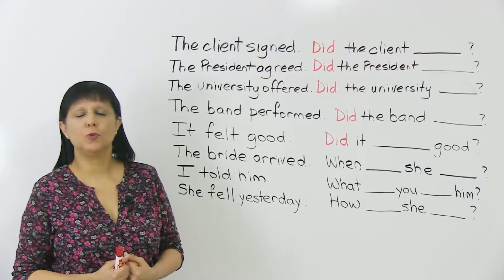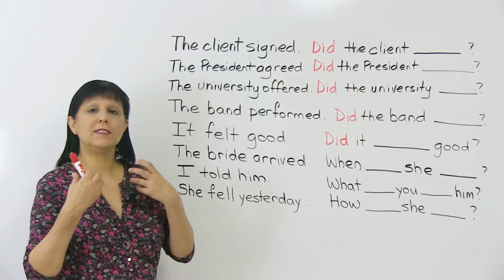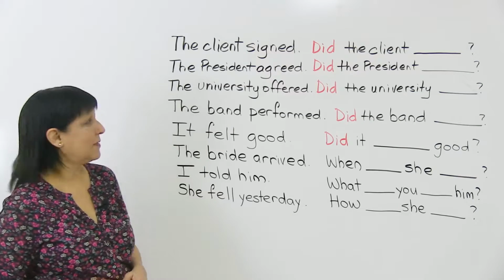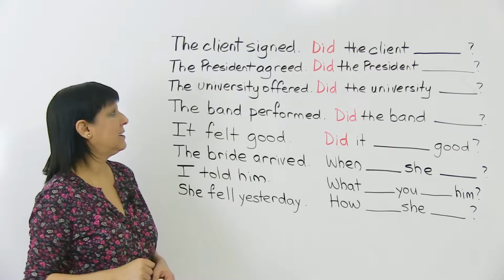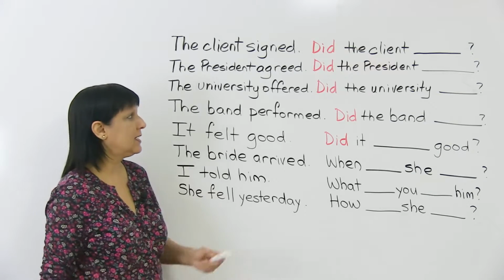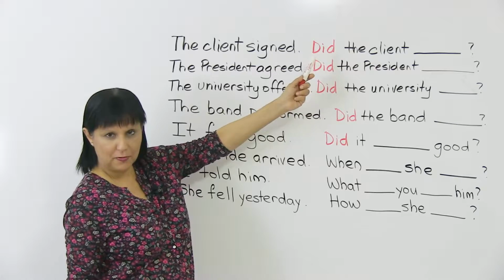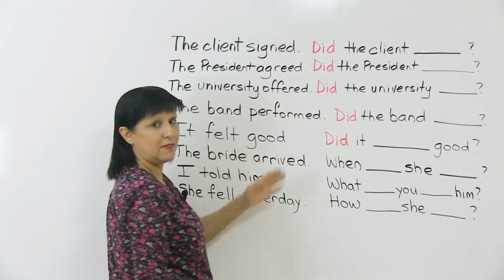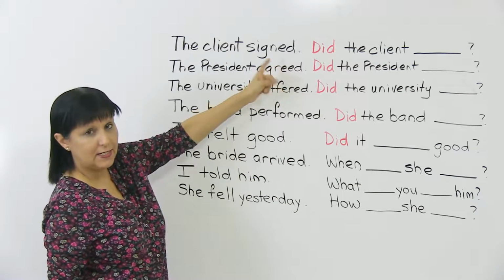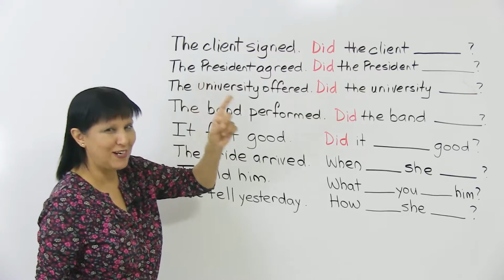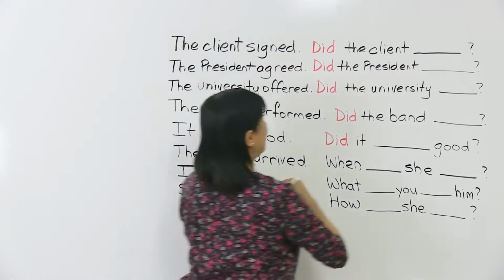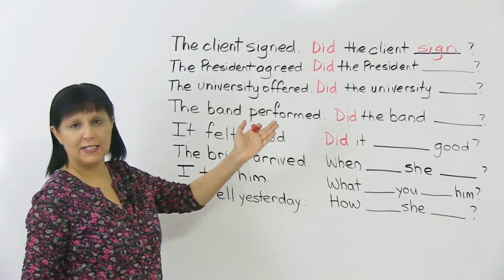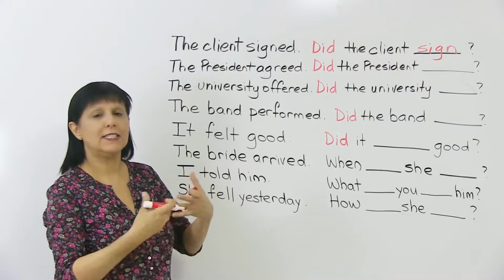So even if you come across a word that you've never heard before, you can still apply what you've learned to figure it out. Okay? That's what we're doing now. So the client signed. So how do we make it into a question? Did, right? So I've written that for you already. Did the client, what happens here? This is a regular verb. So we added ed. So what happens there? We go back to what? The base form of the verb. So did the client sign? For example, did this client sign the contract?